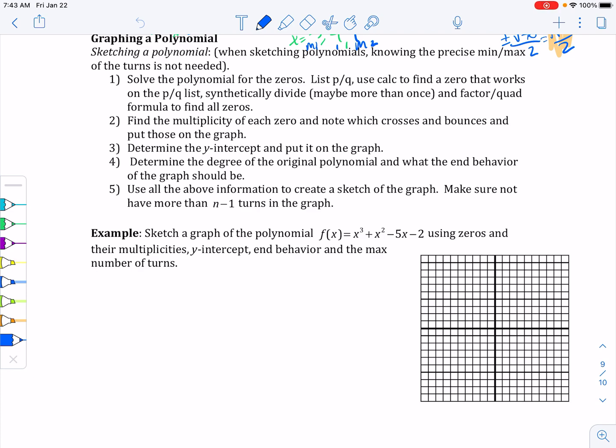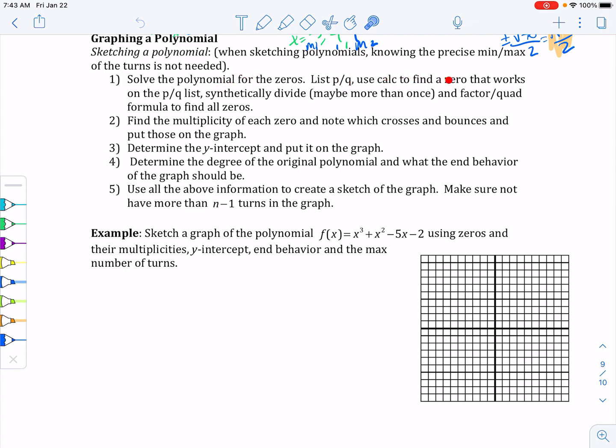We're going to use all of the information that we've had up to now to create a graph, a pretty good sketch of a graph of our polynomial. So we always need to find our zeros. So we find our zeros by doing our P over Q.